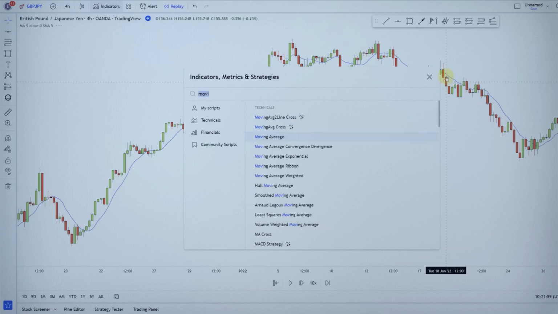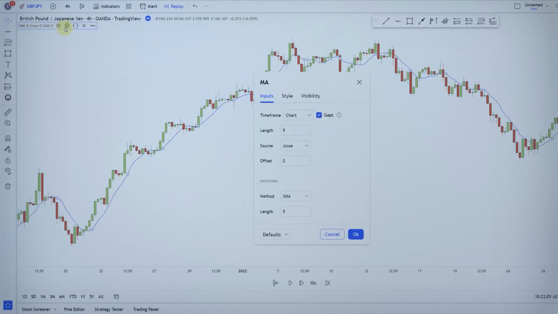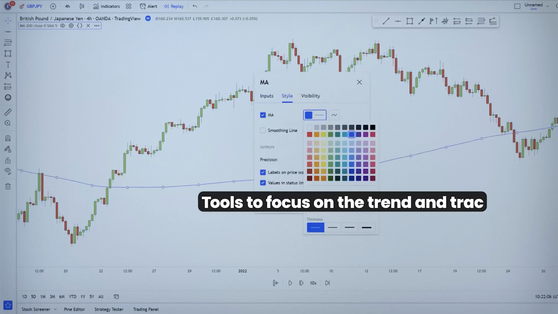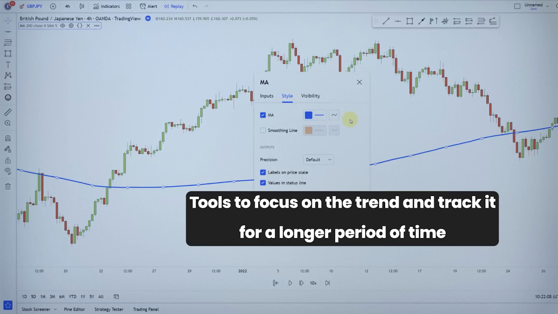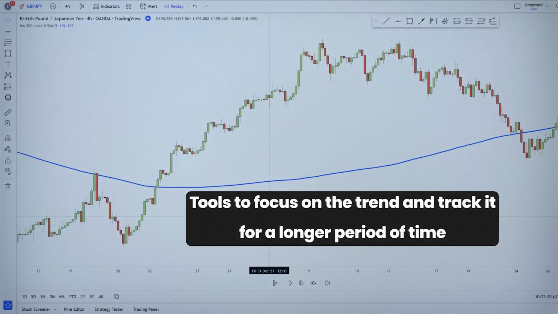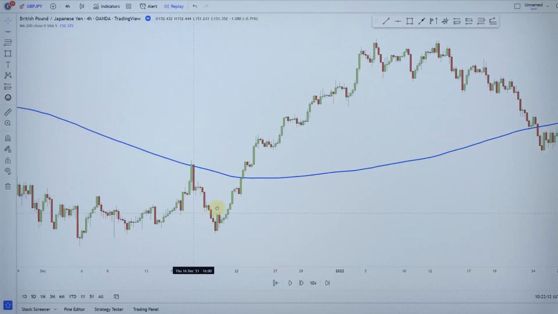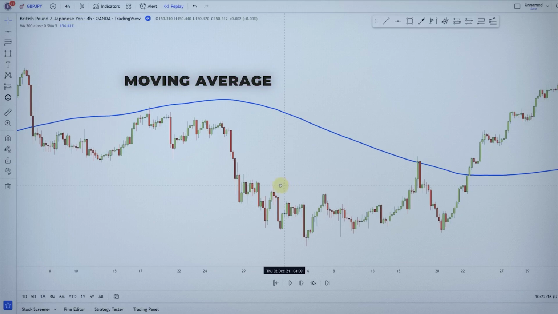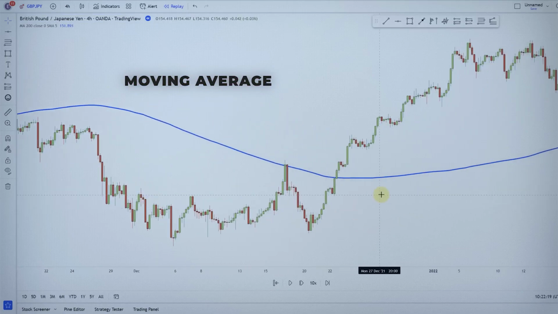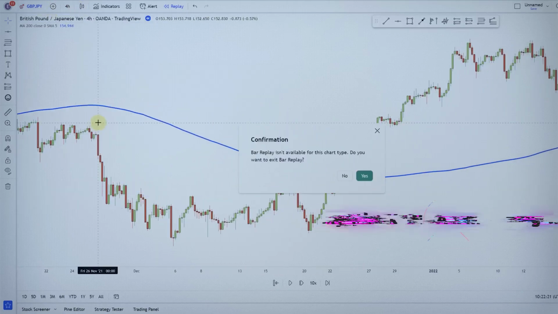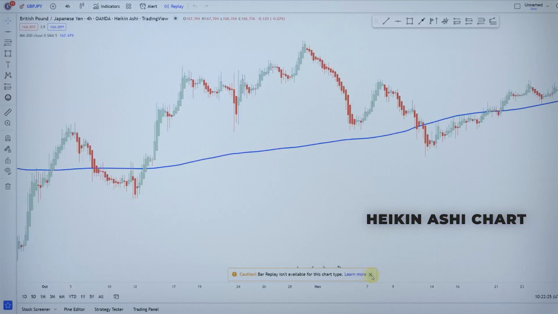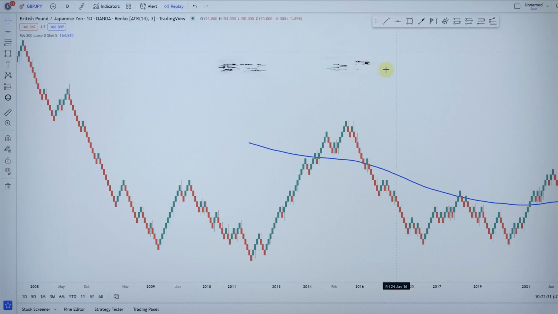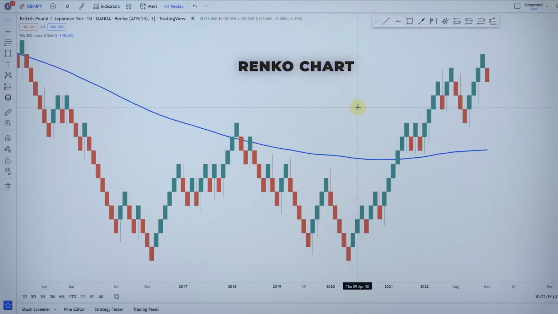Next, you need technical tools that may give you an advantage dealing with market noise. These tools will help to focus on the trend and track it for a longer period of time. The first tool that comes to mind is also the simplest one, the moving average. The bigger the moving average period, the smaller the range of fluctuations. Heikin-Ashi chart is another tool to filter market noise. Renko chart is another alternative.